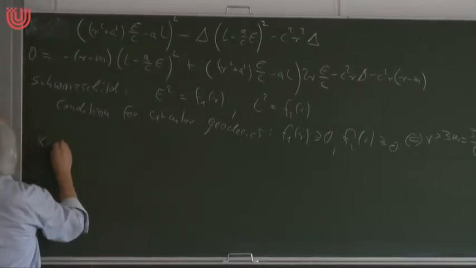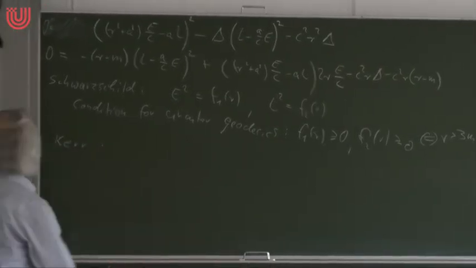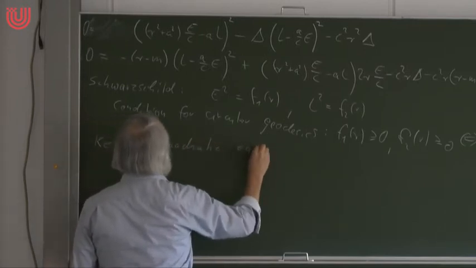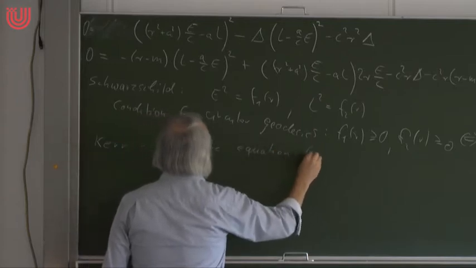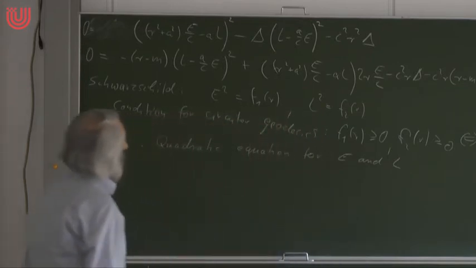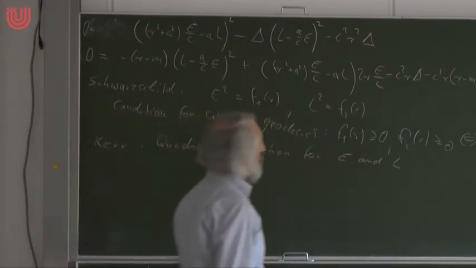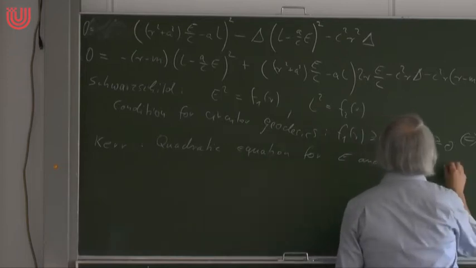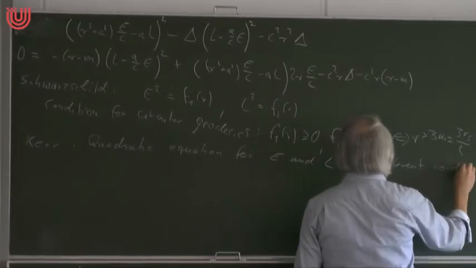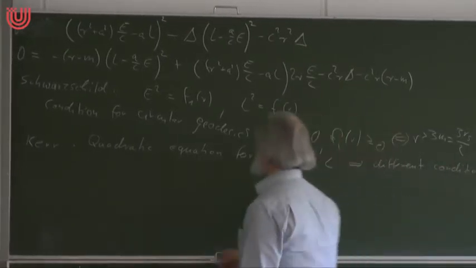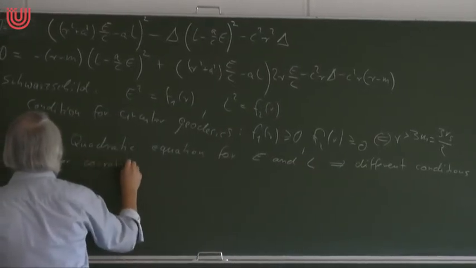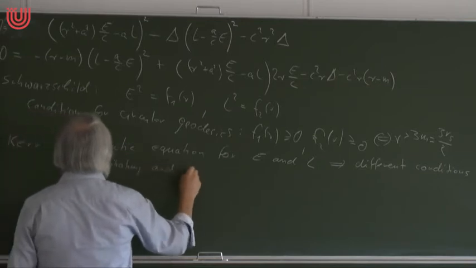So in the Kerr case, we have a quadratic equation for E and L. And therefore, we have different conditions for the co-rotating case and counter-rotating.